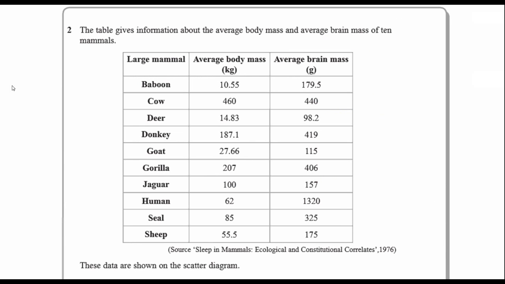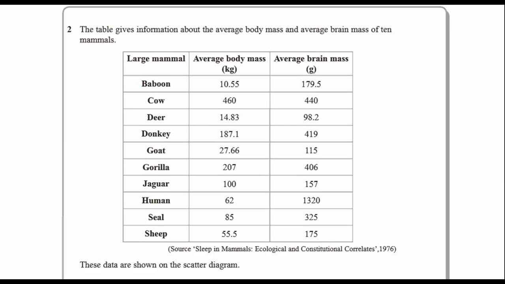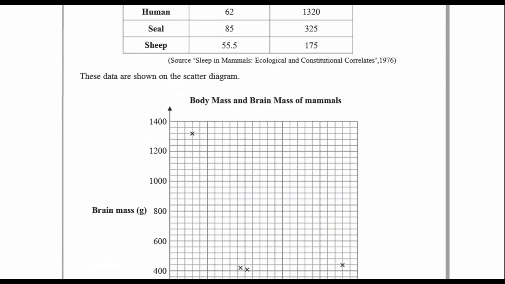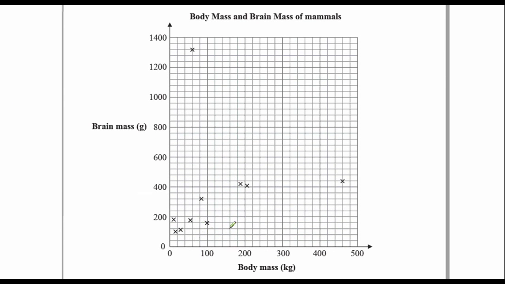Question 2. The table gives information about the average body mass and average brain mass of 10 mammals. We've got the human in there as well. Look at us going there with our big brains. Anyway, let's not brag, let's just do the statistics. These data are shown in a scatter diagram. Okay, so we've got all the points plotted.